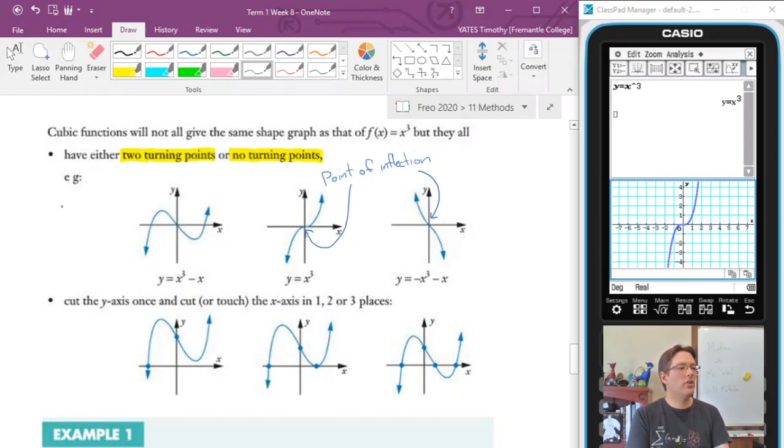They don't always go down on the left and up on the right. This one goes up on the left and down on the right. And the reason it does that is because our x cubed term is multiplied by a negative. So we've got a negative coefficient on that x cubed term.